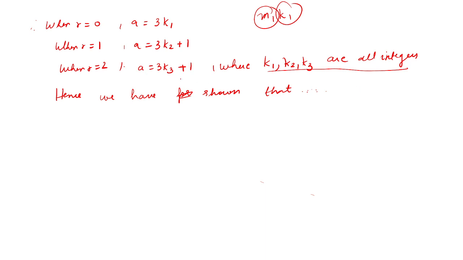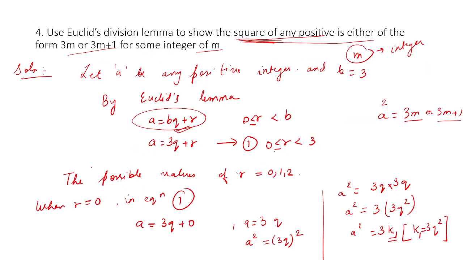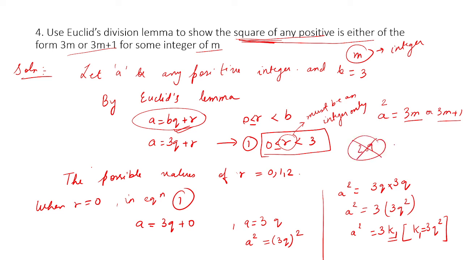So we have to prove this given statement, and we only show it up to r equal to 0, r equal to 1, r equal to 2, because Euclid's division tells us that the value of r should be less than 3 and it must be greater or equal to 0. And remember, r again, it must be an integer only, okay? Do not forget that, okay? So some of you might be thinking, why not 2.9? But this cannot be, because 2.9 is not an integer, alright?